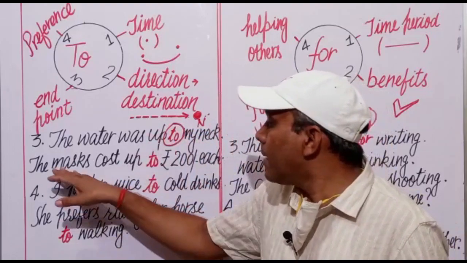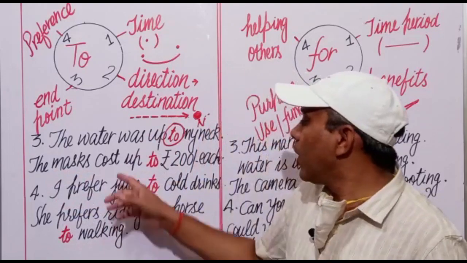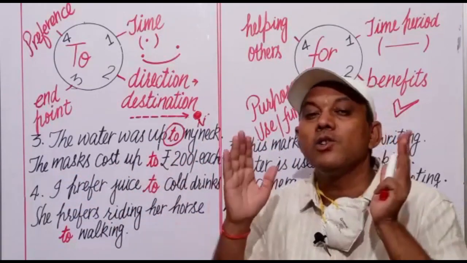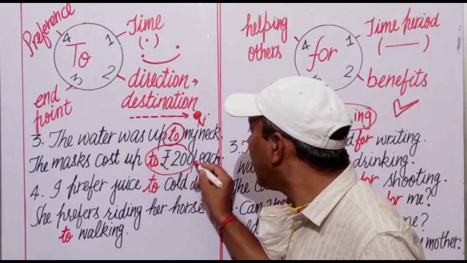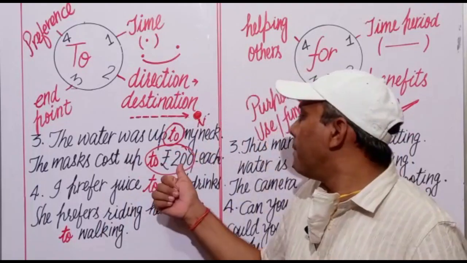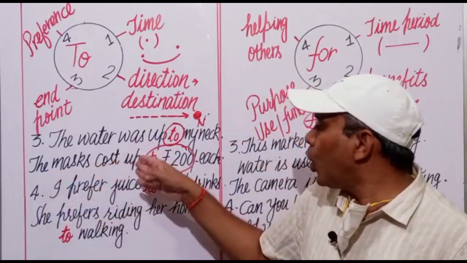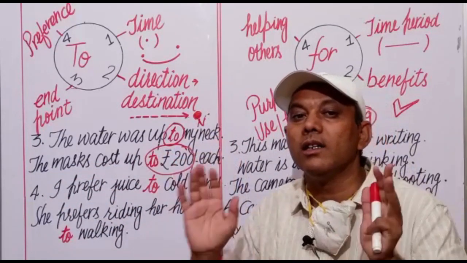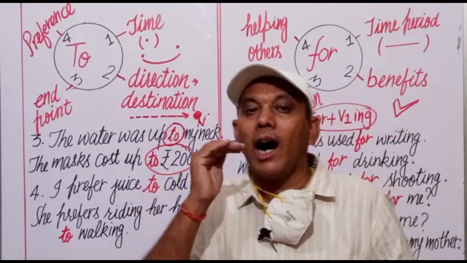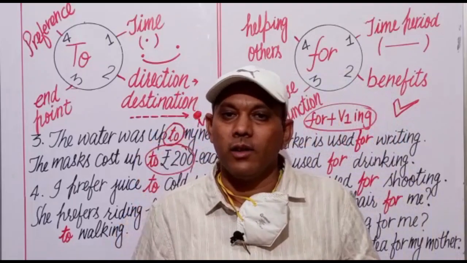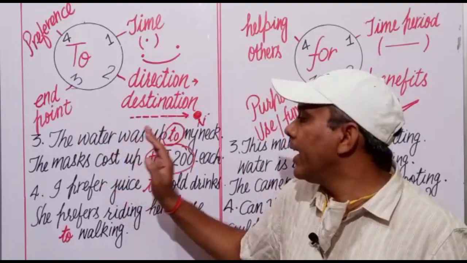Now, next is the masks. The masks or N95 masks cost up to rupees 200 each. This is the end cost, or the last cost, of masks available in the market. The masks cost up to rupees 200 each. In this way, we use to show up to a certain point, for example, end point. We have discussed this in detail.